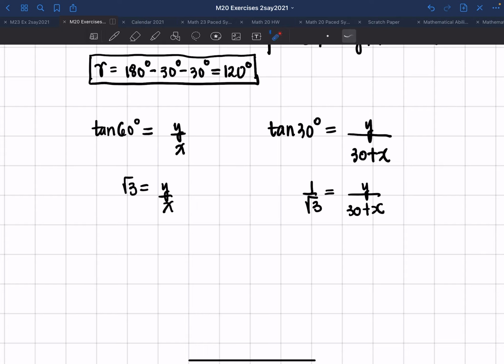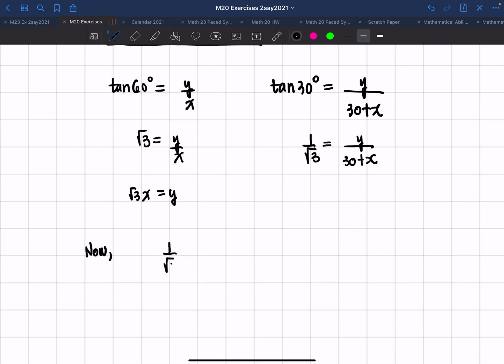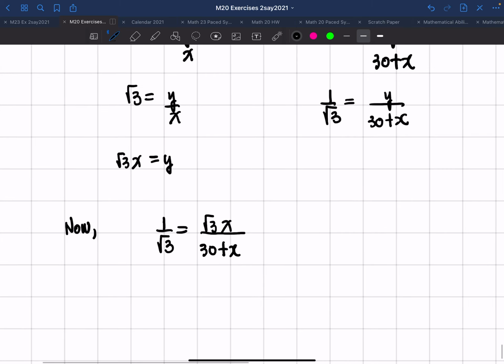Ayan. Okay, so dito, ang gagawin ko, cross-multiply ko. So, y is square root of 3x. Tapos, pa-plug in ko doon yung y. So, now, meron na tayo 1 over square root of 3 equal to square root of 3x over 30 plus x. And when our two fractions are equal, kapag kinross multiply mo, equal sila. So, cross multiply natin.